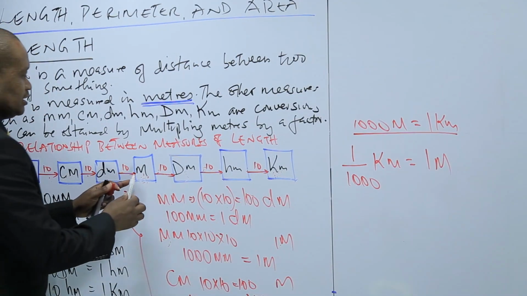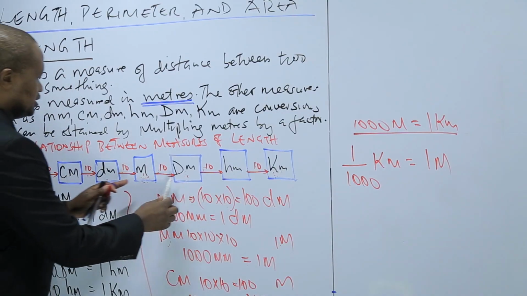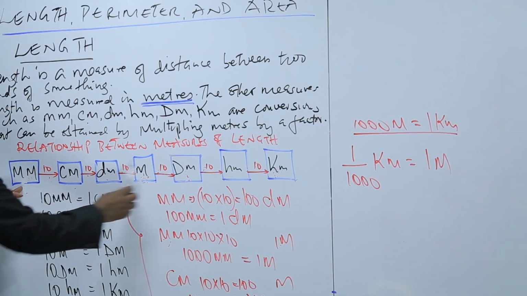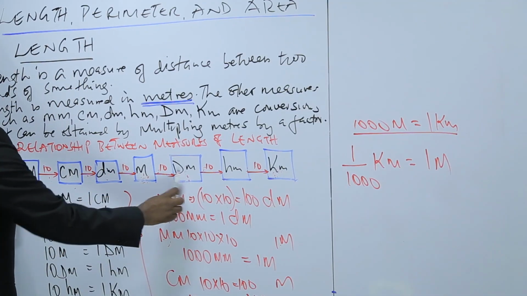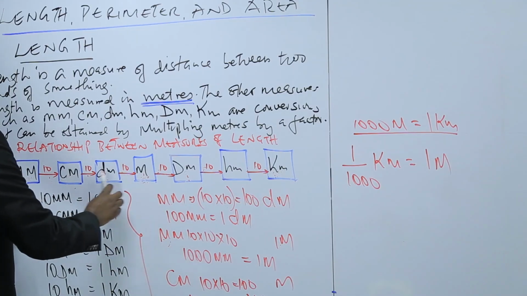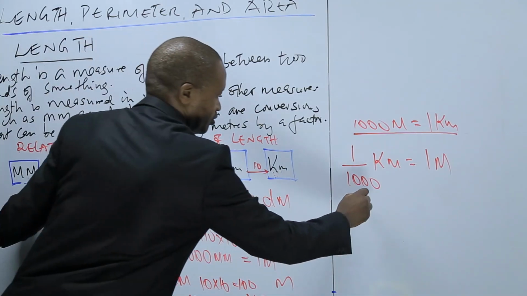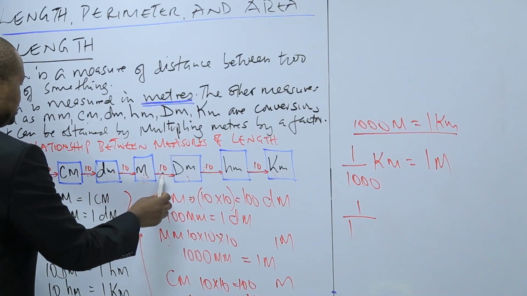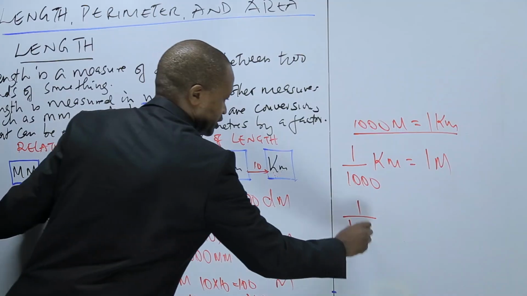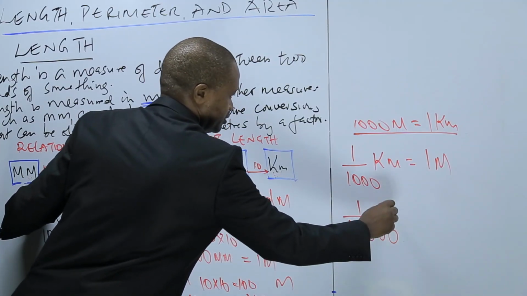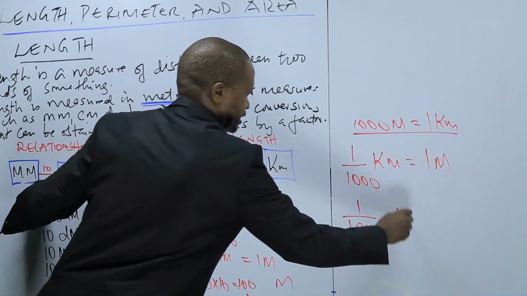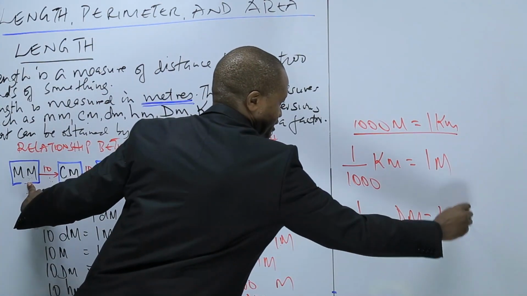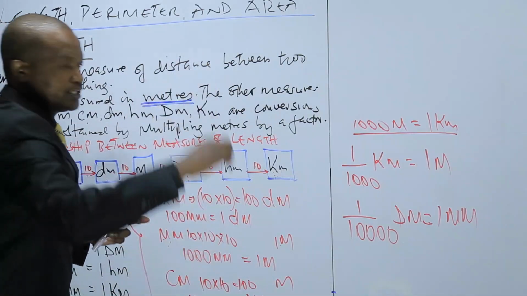And say decameters to millimeters. How many tens are here? 1, 2, 3, 4. So we divide 1 over 10, 10, 10, 10. So these are 4 zeros. 1, 2, 3, 4 decameters is equal to 1 millimeter. So it's just the reverse.